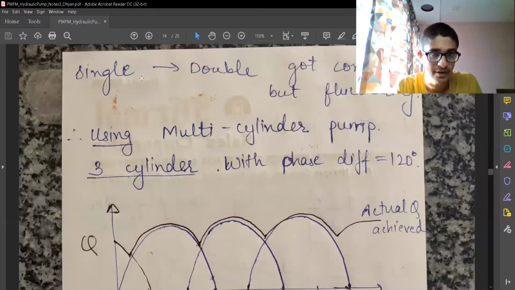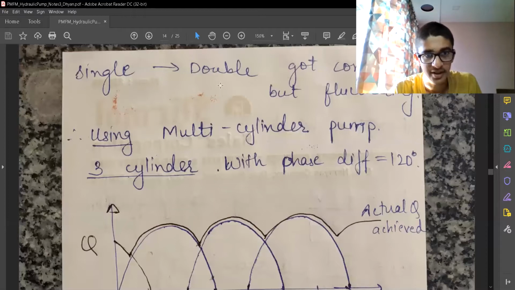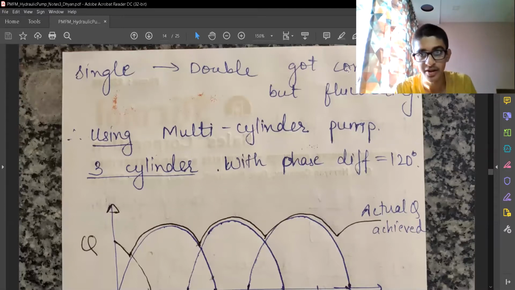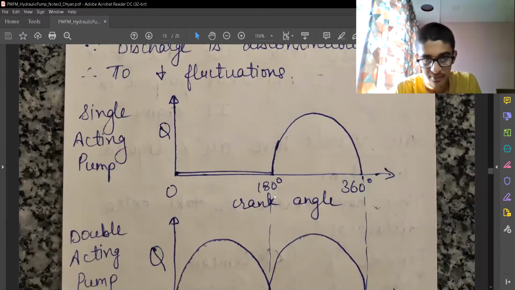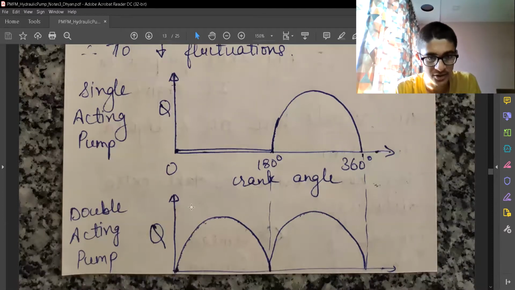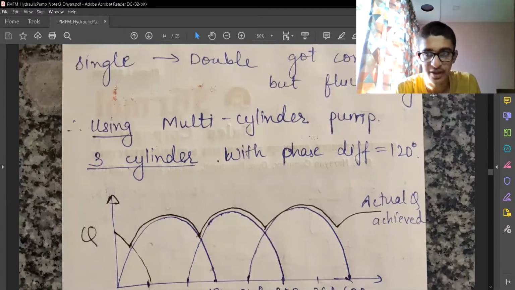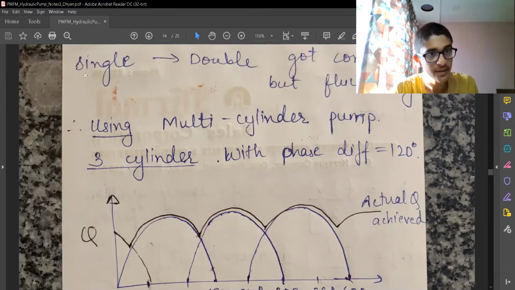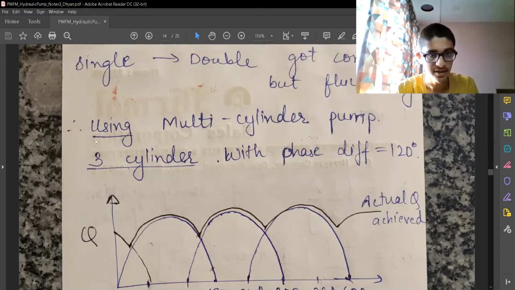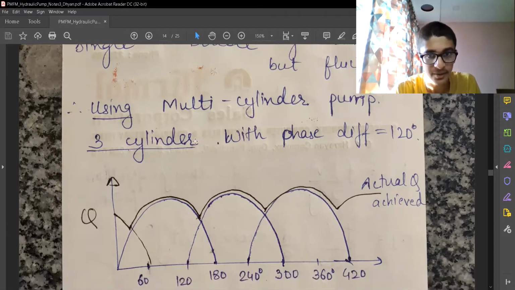So when we change from single to double, we are getting a more continuous flow rate, but it is still fluctuating. This is still changing with time, but it is a non-zero, positive flow rate. That is a continuous flow we are getting. So we have used the concept of changing from 1 to 2 cylinders. Now we can use the multiple cylinder concept.